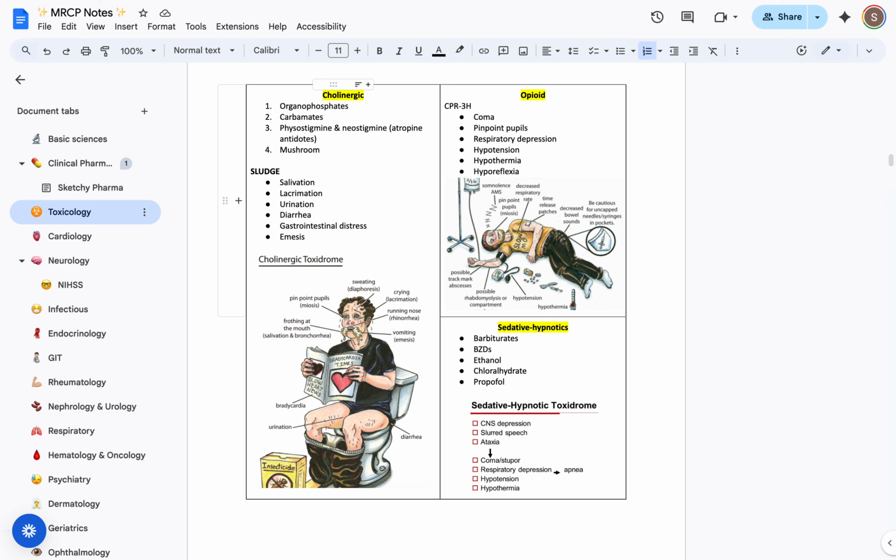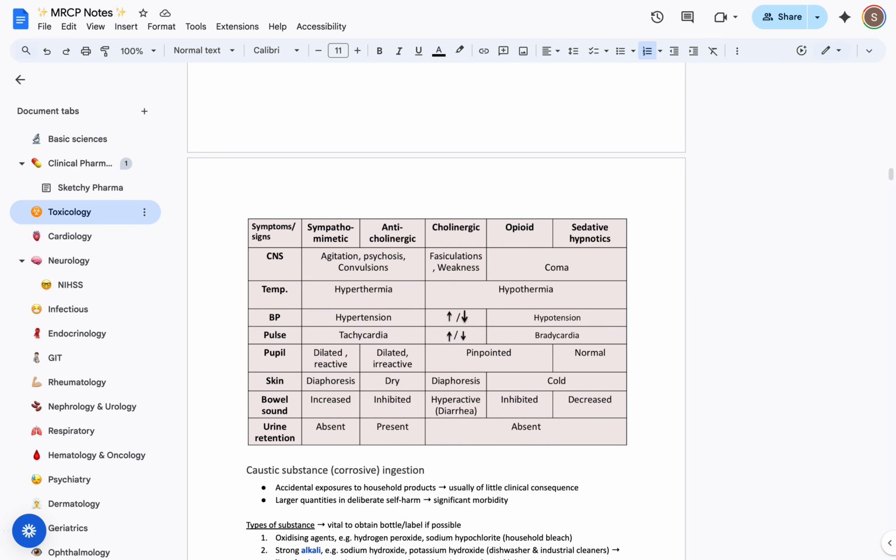For sedative hypnotics like barbiturates, benzodiazepines, ethanol, propofol, chloral hydrate, there's CNS depression as well, like opioids. There's slurred speech and ataxia. And then it becomes coma, respiratory depression, hypotension, and hypothermia. So this is a quick comparison between all the toxidromes.